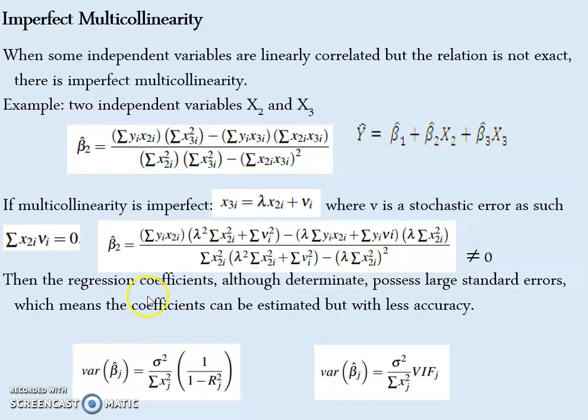So even though the regression coefficients, beta 1 hat, beta 2 hat, beta 3 hat, and so on, are determinate, the problem is they possess large standard errors. When you possess large standard errors, the coefficients that we estimate are less accurate or less precise, because the precision of the coefficient depends on the variance or the standard errors.